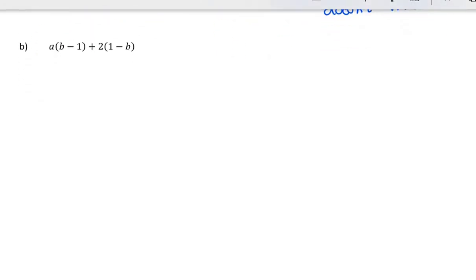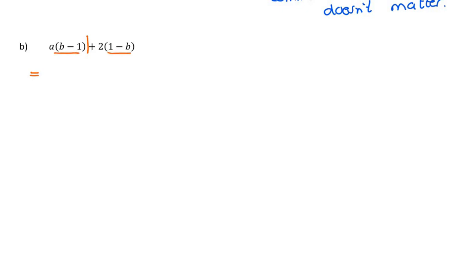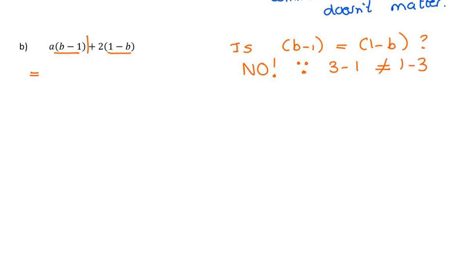So let's look at b and ask ourselves, is this going to be the same idea? In b, there are 2 terms, and this is b − 1, but this is 1 − b. So my question is, is b − 1 the same thing as 1 − b? Because if it is, I can treat this as a highest common bracket. Now the answer here is no, because subtraction is not commutative. So you can't just swap things around in subtraction and get the same answer. For example, 3 − 1 is not the same as 1 − 3. You can't just swap it around.